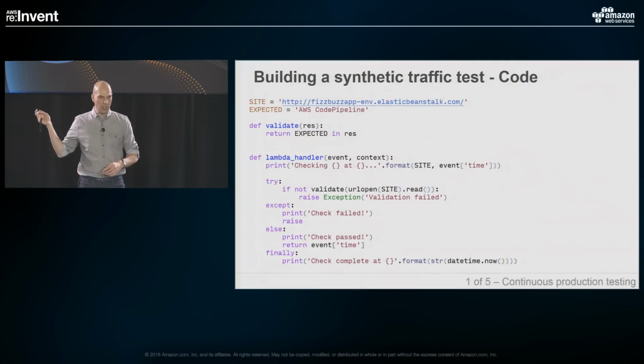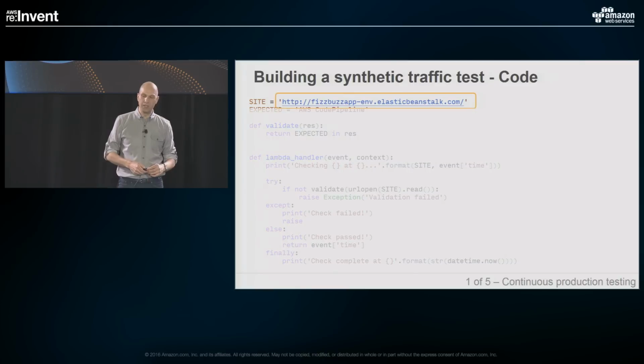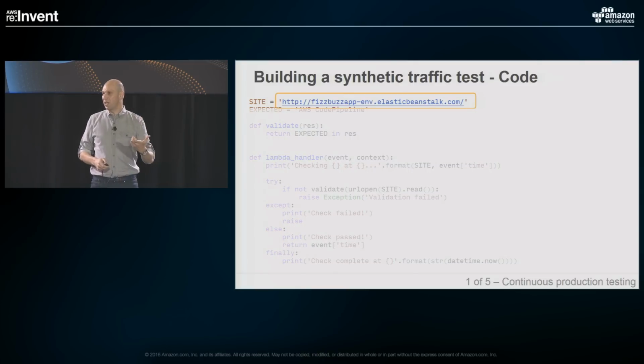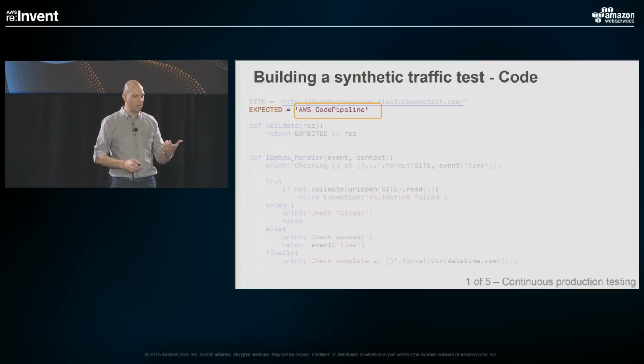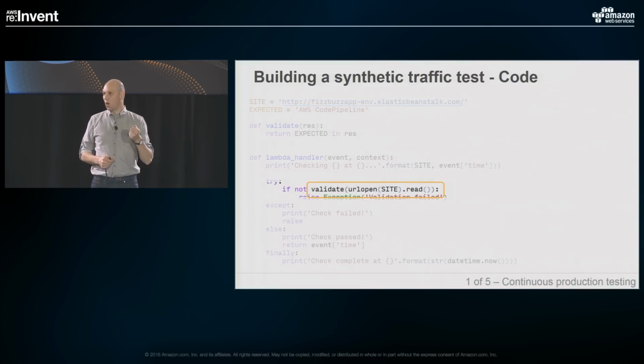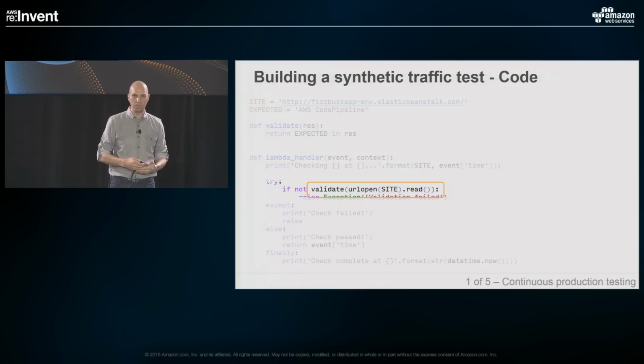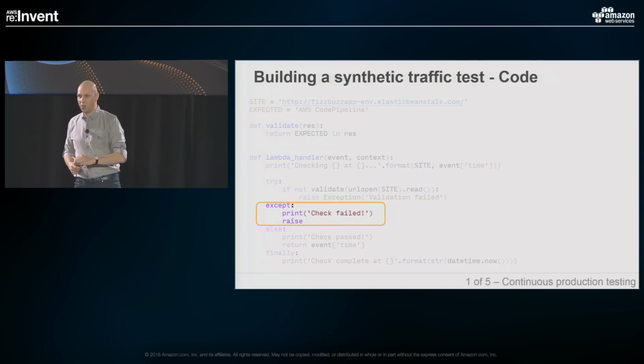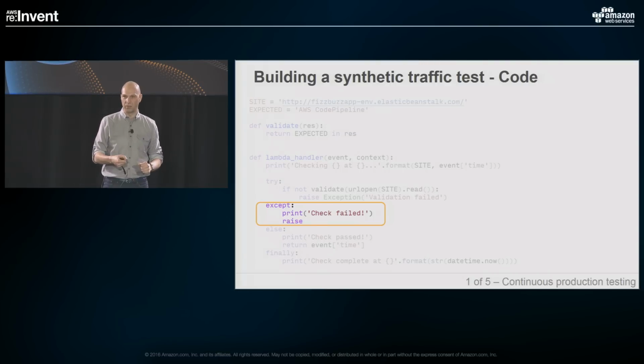So here's the code that gets generated. This is almost line for line exactly what gets generated. I've replaced the site with a URL that I own, and I've pasted some text that I want to search for. Then we have the URL open method, which grabs the web page, and the validate function, which will tell me whether that text is on the page. Now, if the text isn't on the page, we're going to raise an exception. And that exception tells Lambda that we failed the action.